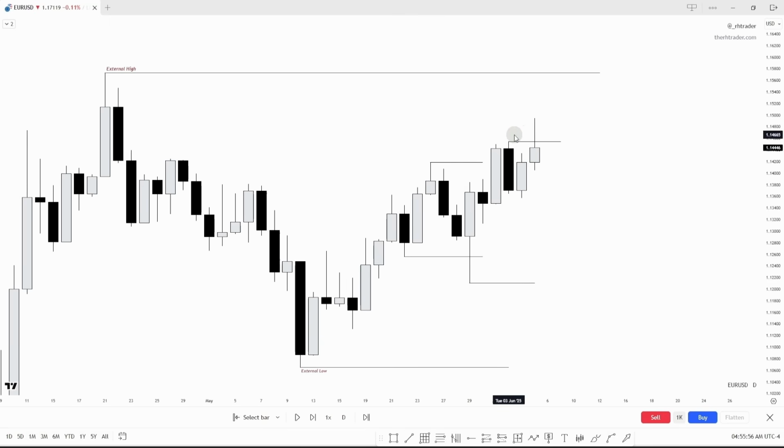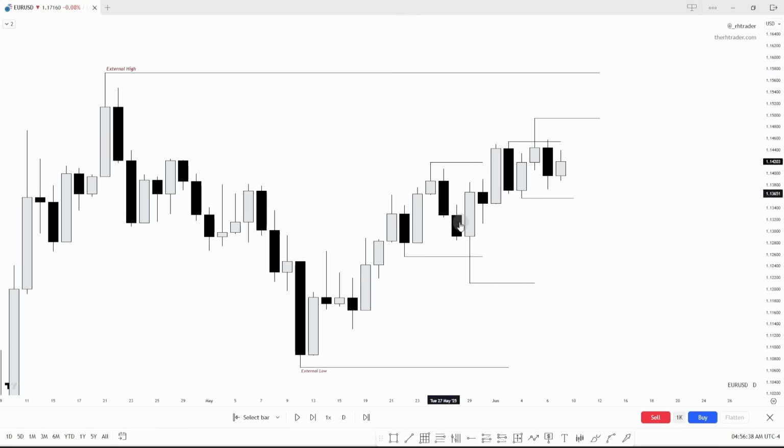Price took out this external high, and now the new external low is this low right here. Mark this out, and now we wait for an external high to form. Right here, we have an external high as well. Now you want to see price close above this external high. That gives us the validation that we'll move towards this high.